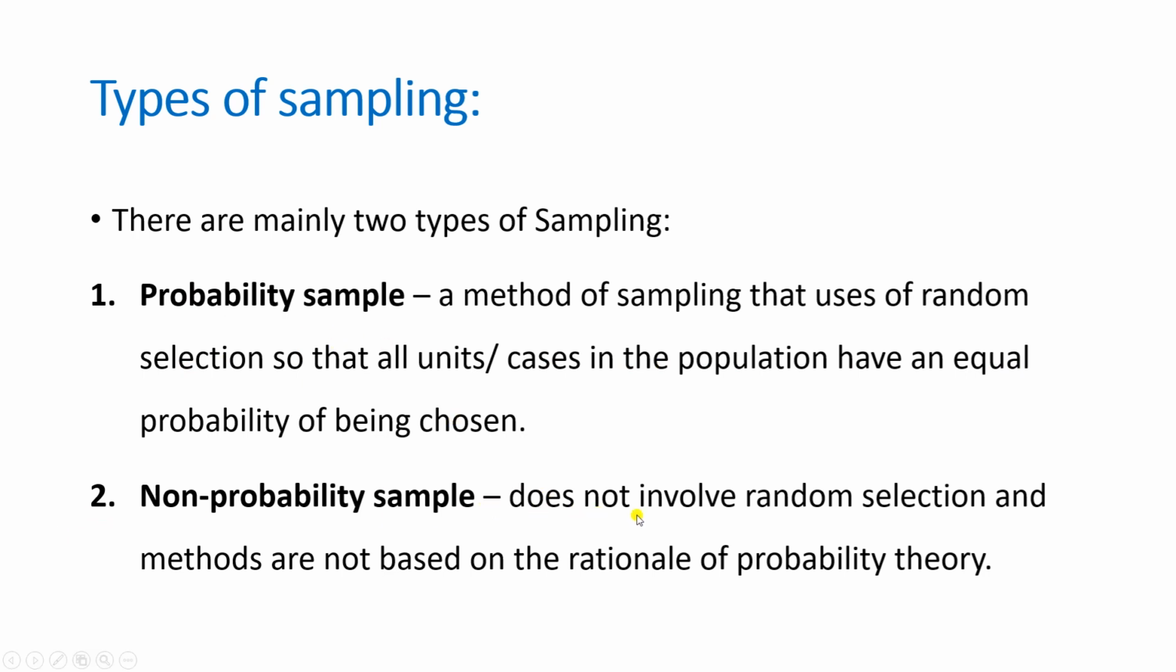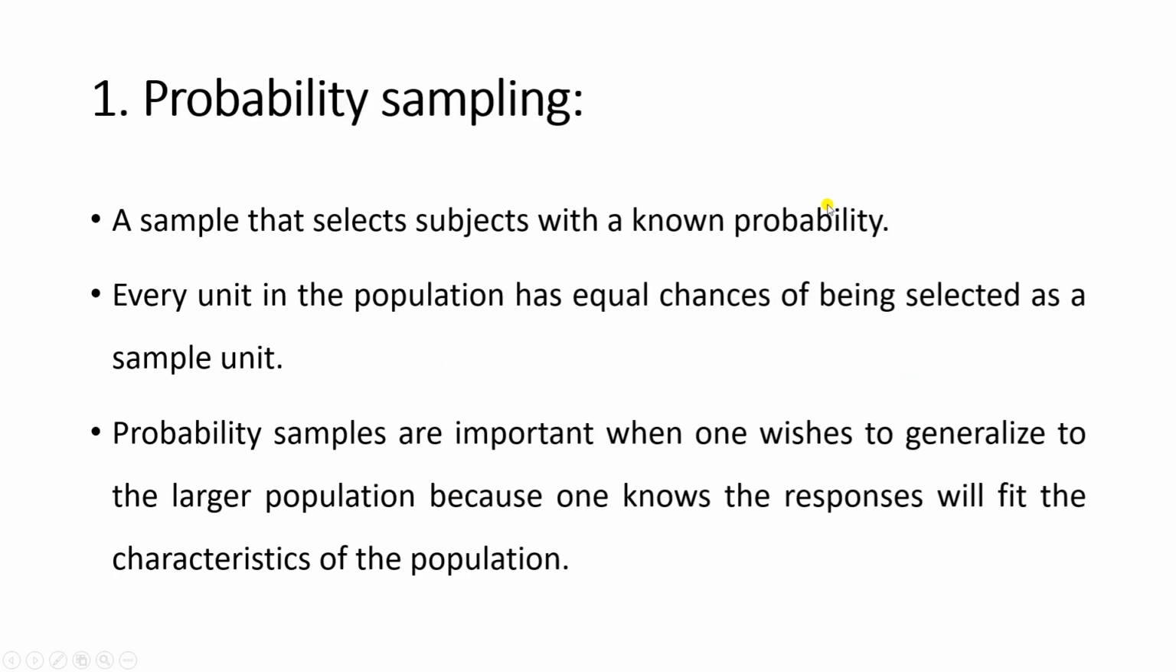And non-probability sampling does not involve random selection and methods, and is not based on the rationale of probability theory. So this randomness during the collection or selection of the sample is not present in non-probability sampling. I will give you examples of different types and it will be easier for you to understand.